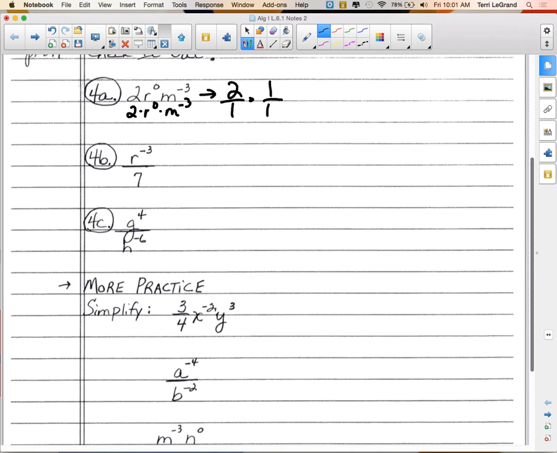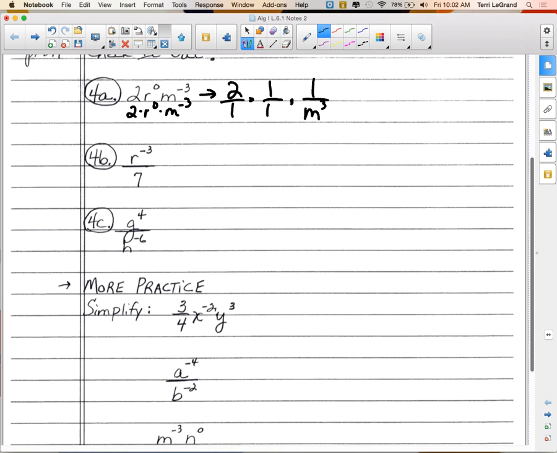M to the negative 3 power, does that need to be simplified? Yes, it's being taken to a negative power. How can I rename that or simplify that? 1 over m times 3. Not m times 3. M to the third power. Thanks for helping out over there. 1 over m to the third power gets rid of our negative power for us.